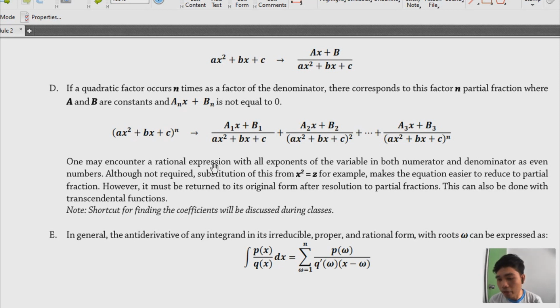So, in short, there are times when we have to substitute first before we try to do partial fraction decomposition. And there's nothing wrong with that. As long as we can see that we can substitute it first, and then it will make the equation look a lot more suited to partial fraction decomposition, and why not?